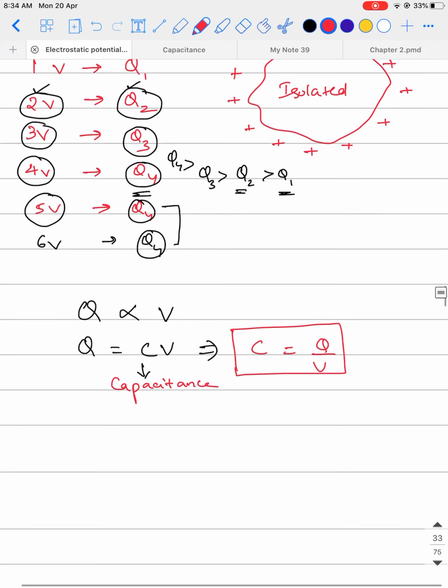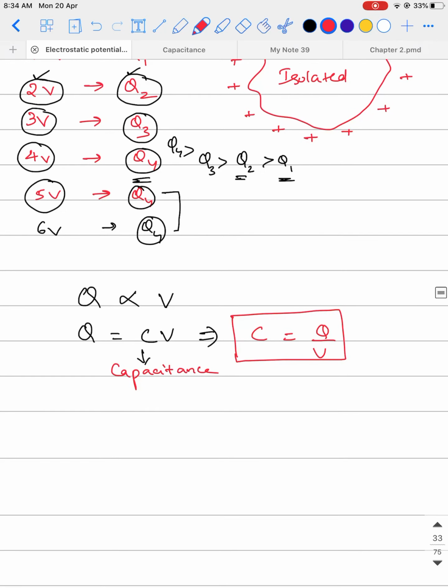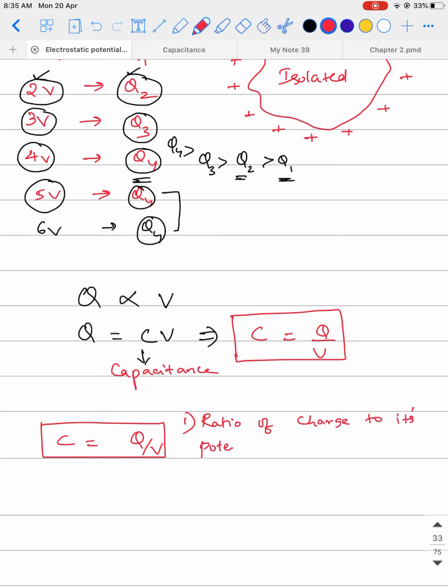Now how do we technically define this capacitance? We are saying C is equal to Q by V. What definitions can be given to it? The first definition: we can call it the ratio of charge to its potential. Every conductor has a potential associated with it, so the amount of charge deposited on it divided by its potential gives you its capacitance. Second, if I put V equal to 1, then C will be equal to Q.